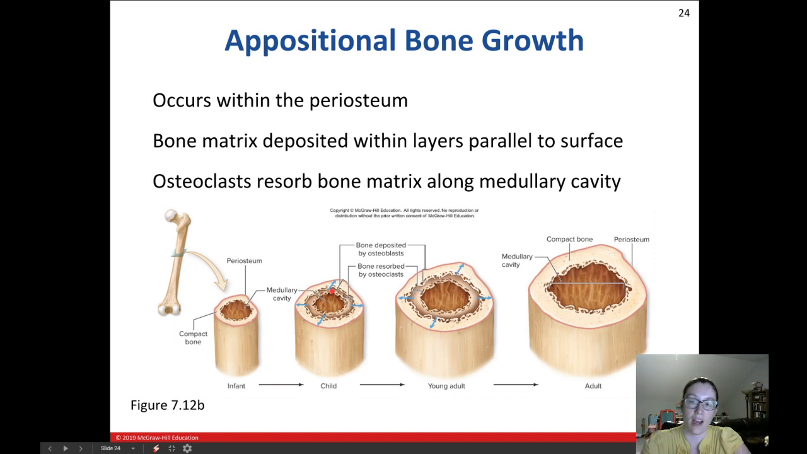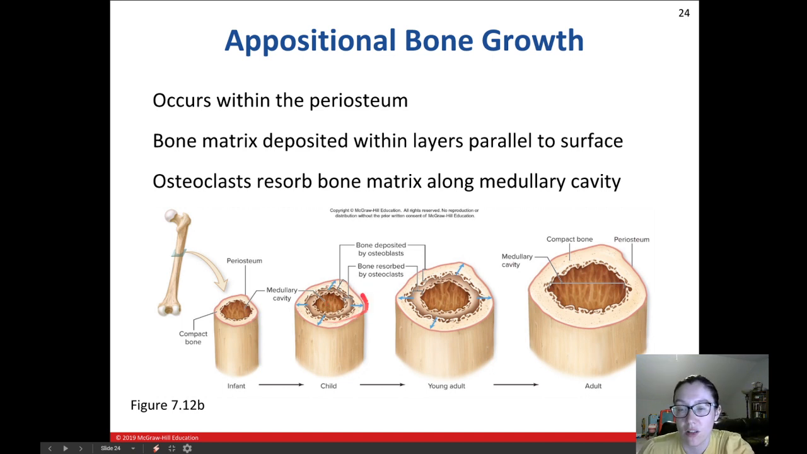And so the outside layers are all going to be new layers of bone. And so the bone is going to start thin, and it's going to get wider and wider and wider as we get more and more bone laid down just on the inside of the periosteum. At the same time as this happens, our medullary cavity, as we saw in our pictures, started out a little bit smaller, but it gets wider and wider as you get towards adulthood.